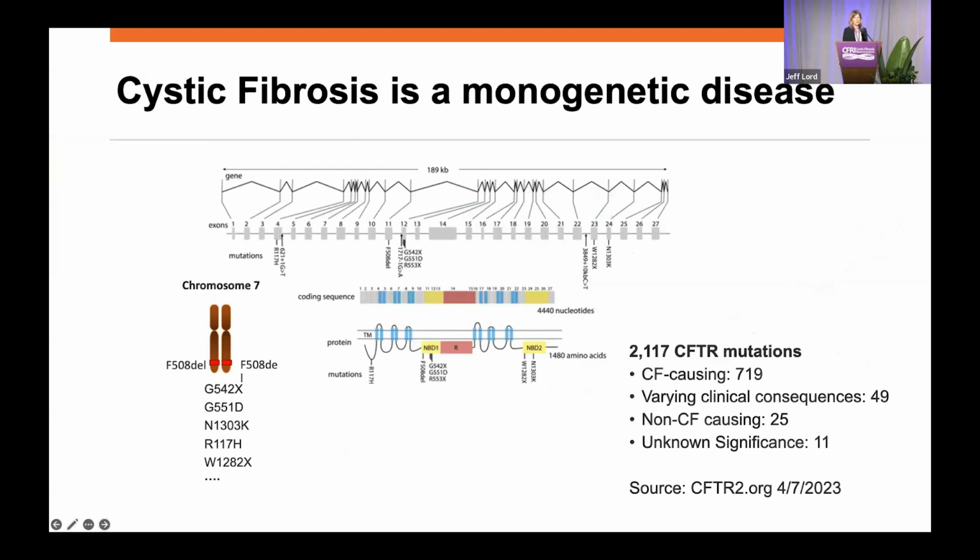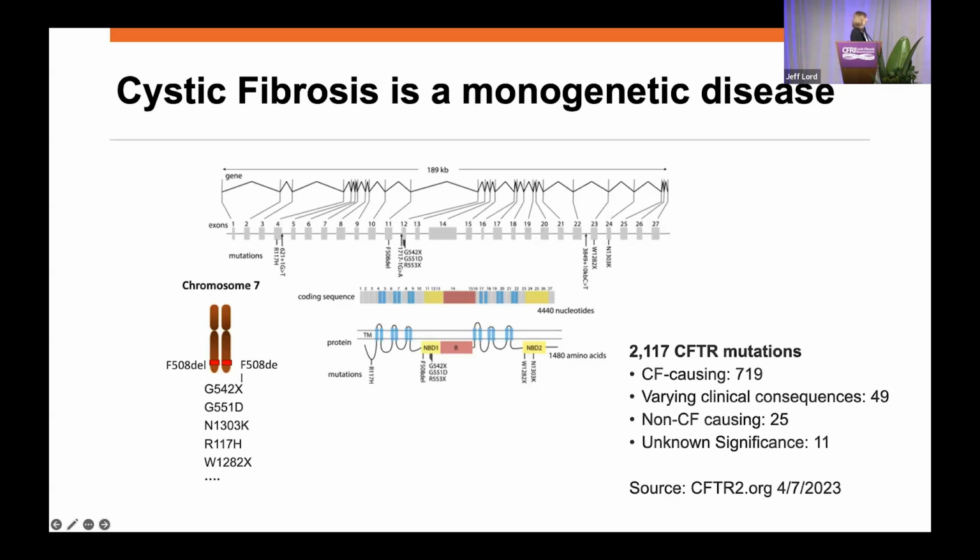So let me just quickly introduce the cystic fibrosis gene. So we all know cystic fibrosis is a monogenetic disease. It affects one gene. However, there are by now more than 2,000 mutations that are found in the gene. So let me just walk you through how the gene looks. So it's a huge gene. It has 189 kilobases, and then it has 27 exons, and these intronic regions are these lines in between.